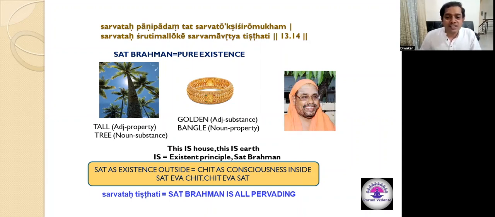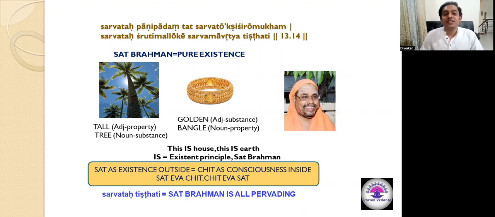Let's extend this example to everything that we experience. This is a house, here is a man, this is earth, etc. The word "is" represents the existent principle of Brahman. "Is" is the very substance, and house, world, man, etc. are the adjectives with the different names and forms, which are resting upon the very isness or existence principle, or in other words, Sat Brahman.